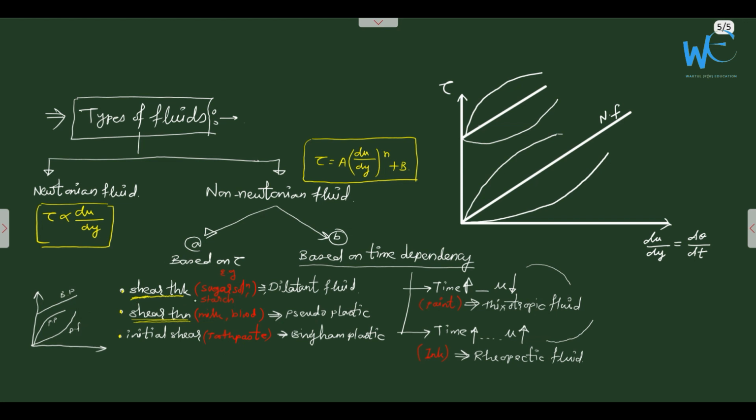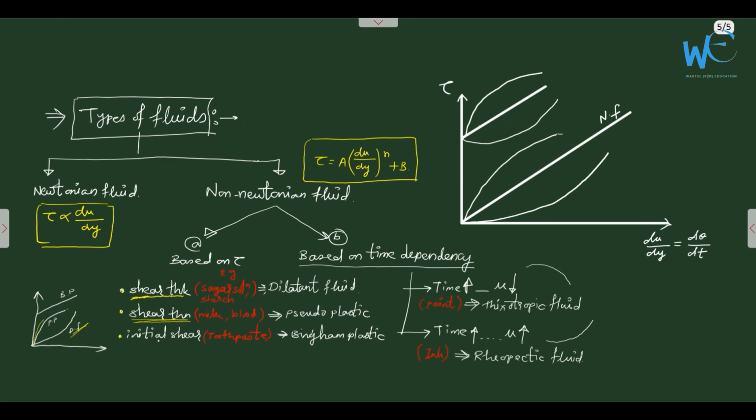So if you carefully observe this little graph, shear thickening means it is thickening. Here I draw one concave curve. It goes above, so it is a dilatant fluid. Then what is pseudoplastic? It is shear thinning. So it first goes upward, and then it falls down. So it is pseudoplastic. And then you have to apply some initial shear.